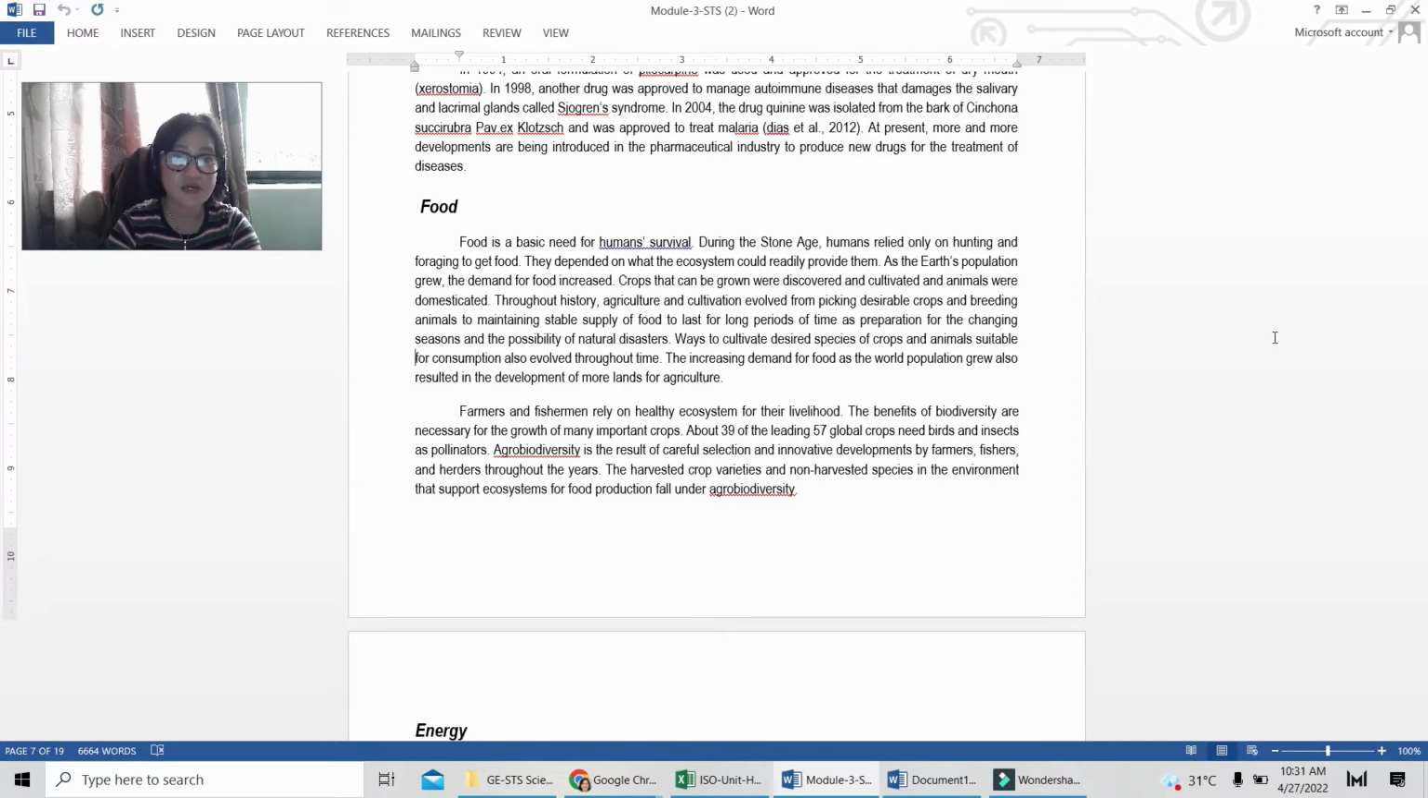During the Stone Age, humans relied only on hunting and foraging to get food. So they depended on what the ecosystem could really provide them. When we say ecosystem, it is from the words ecological system, meaning that an ecosystem is made up of all the living and non-living things in the area. So this includes the animals, the plants, and the other living things that make up the communities of life in an area. An ecosystem also includes non-living materials, for example, water, rock, soil, and sand.